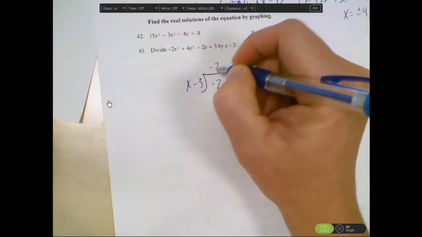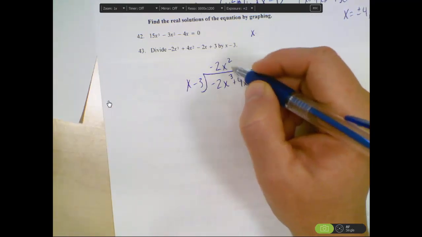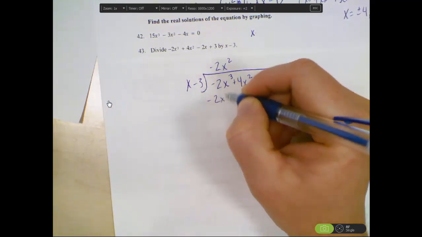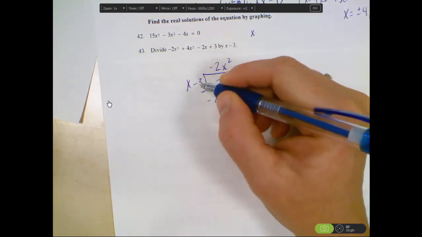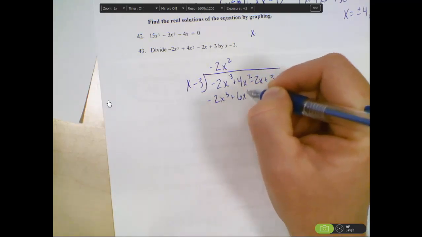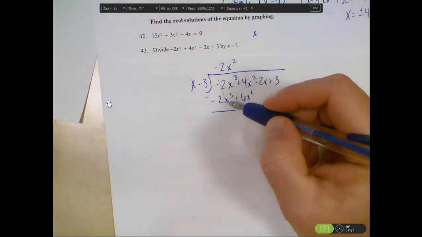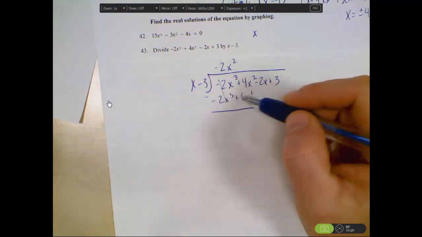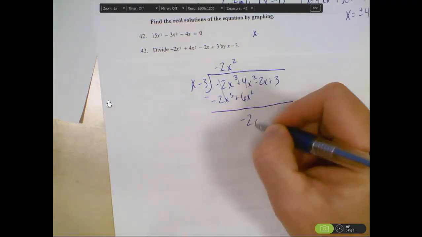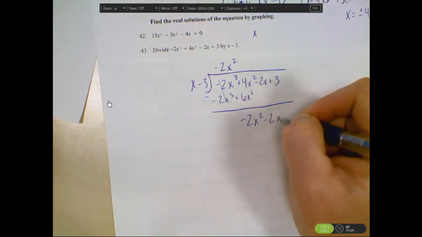X goes into negative 2x cubed, negative 2x squared times, multiply. Negative 2x squared times negative 3 is positive 6x squared. Then we subtract. This goes away. 4 minus 6, negative 2x squared. Bring down the negative 2x.